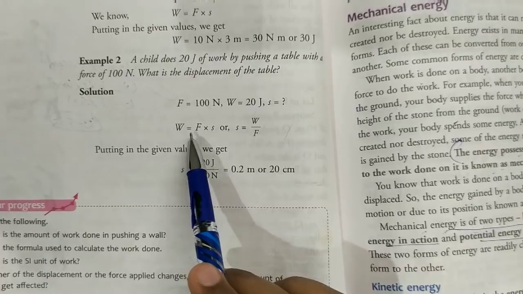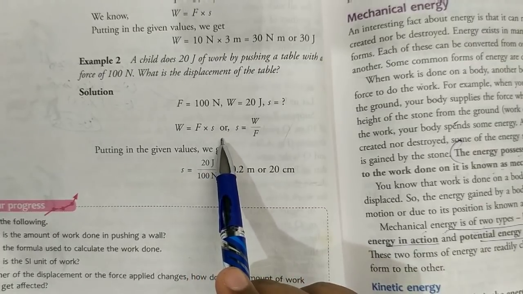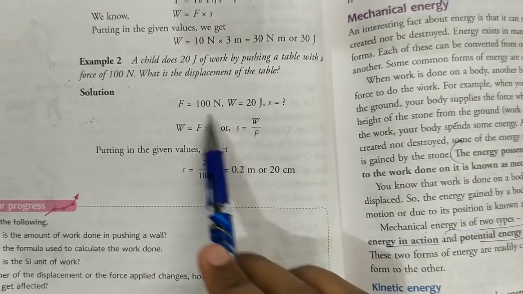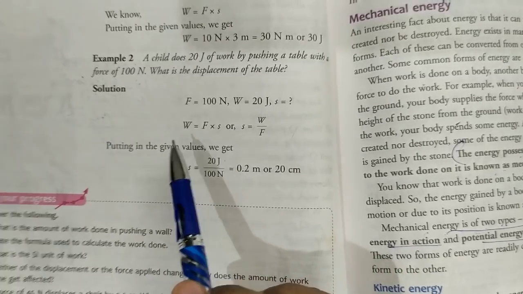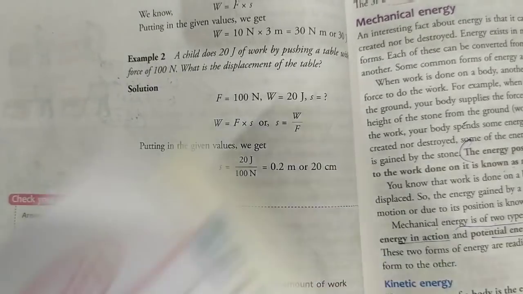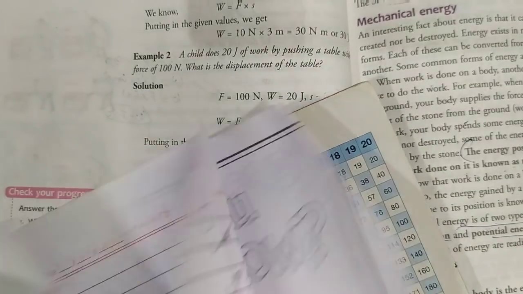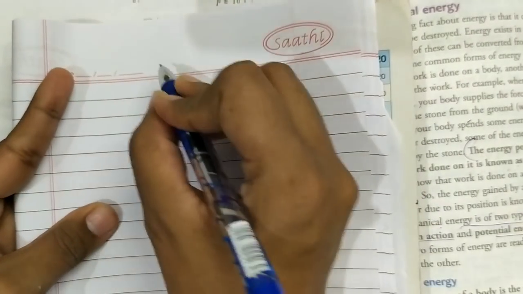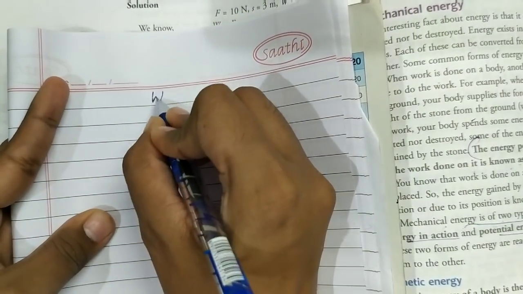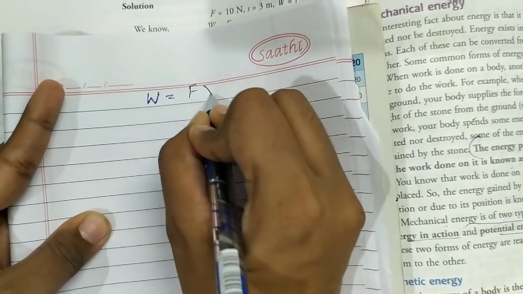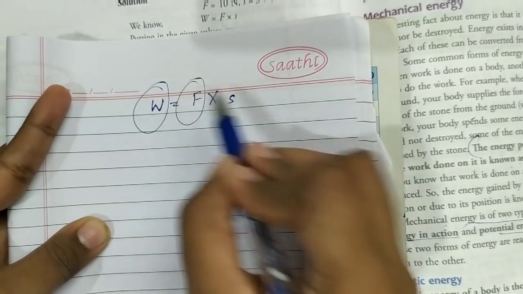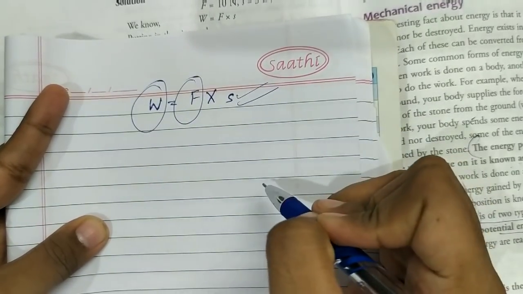Since you know that work done is equal to force into displacement, we can change this formula. Just wait, let me show you on the rough copy. See, work done is equal to force into displacement. Now work done is given, force is given, and you need to find the displacement.